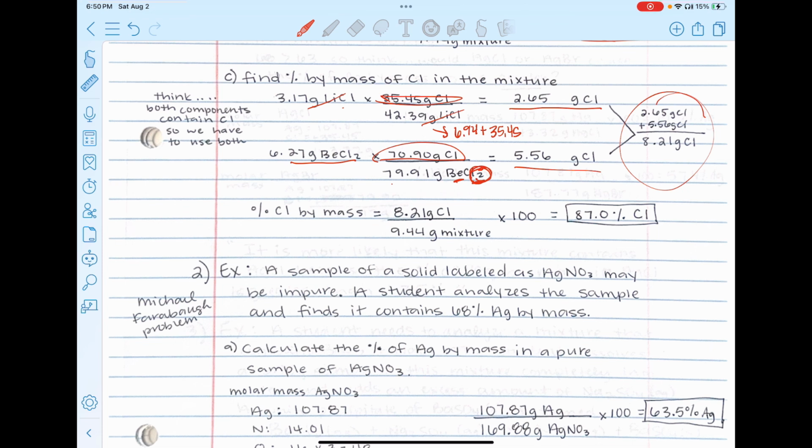So now to turn that into a percentage, part over the whole, so the 8.21 grams of chlorine divided by the 9.44 grams of mixture. Remember that number was given in the problem as the mass of the total mixture. And of course, multiply by 100 to get our percentage. We end up with 87.0% chlorine.